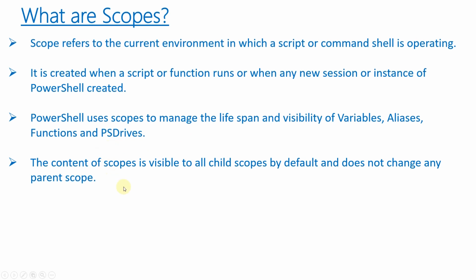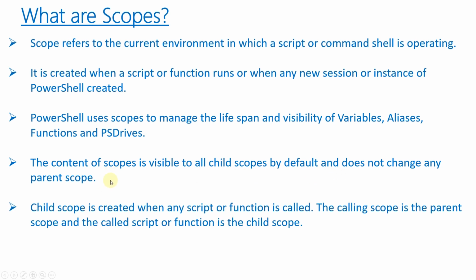If any scope has child scopes also, then the content of the scope will be visible to all child scopes by default. Although it will be visible to all child scopes, the child scope will not be able to change anything in the parent scope.